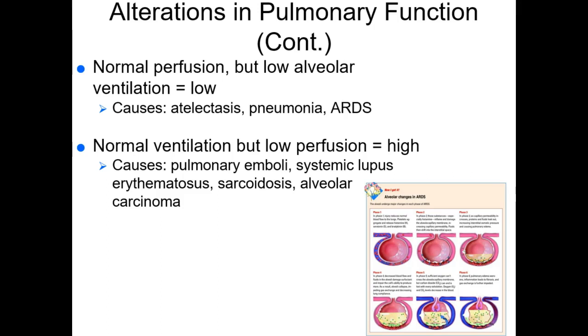And of course, alveolar carcinoma, with your naming conventions, you know what that is. What is it? It's a cancer of what cells? Alveolar cells. Well played, cleric.